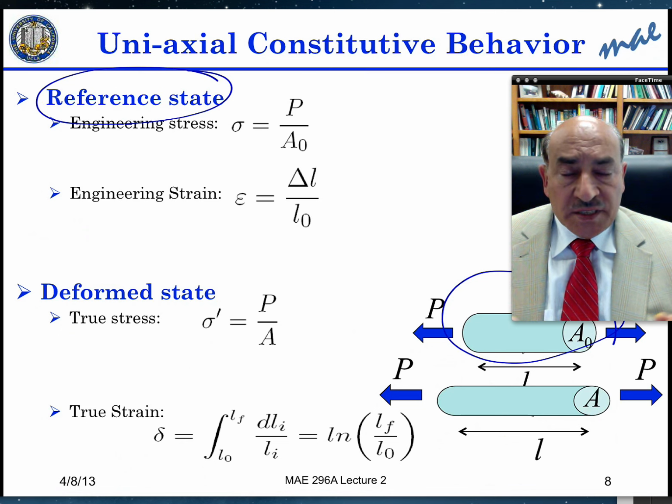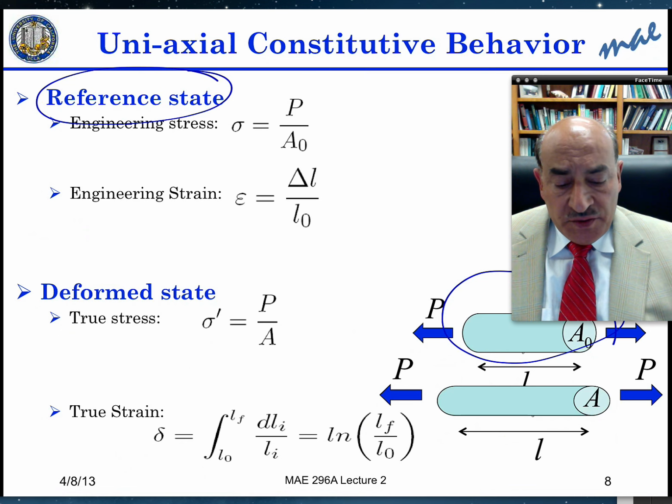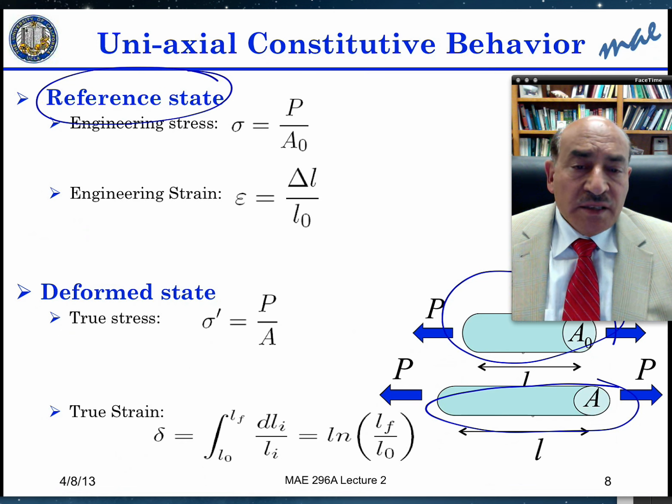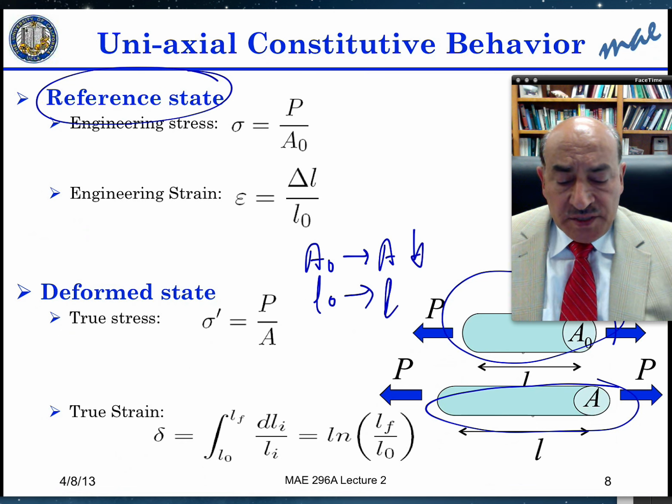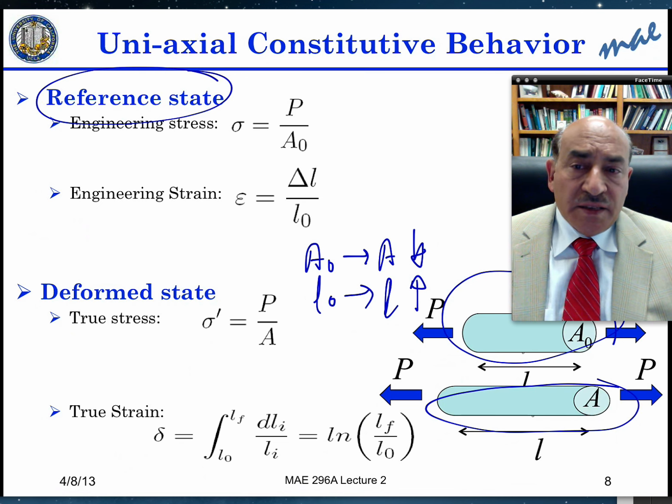However, if we have significant plastic deformation, then the material is going to extend, and L0 becomes L, and the area will shrink from A0 to A. So A0 decreases to A, and L0 increases to L. So we would characterize the material now. The stress state can be measured in the deformed state. And when we measure it in the deformed state, we're going to call that the true stress and true strain.